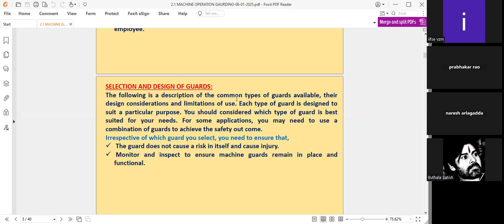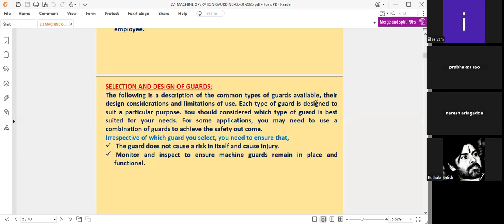The following describes the common types of guards available, their design considerations and limitations of use. Very, very important. Design considerations must be taken because there are some limitations where some guards are not fully protected against the spillage of liquors. So, for example, H2SO4 at 48%, definitely there will be spillage, and you can imagine the accident. Or for example, 98% sulfuric acid spillage. Imagine how intense the accident would be.